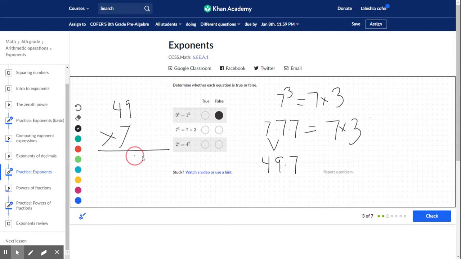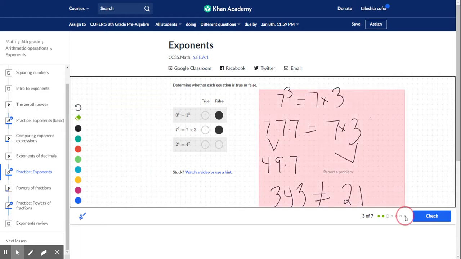7 times 9 is 63, so I write a 3 and I carry a 6. 7 times 4, that's 28, plus 6 more, that would give me, what, a 34? So this part over here gives me 343. I know from earlier in life that 7 times 3 is 21. 21 is not equal to 343, so this one will be false as well. Let's try out these last two little pieces.